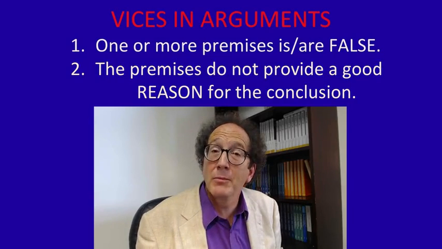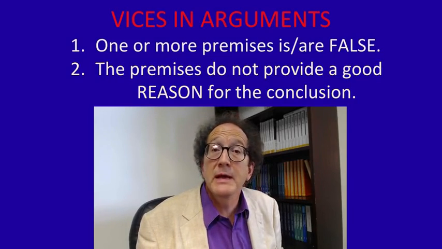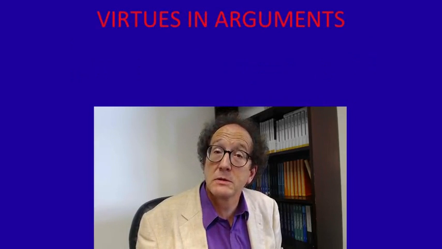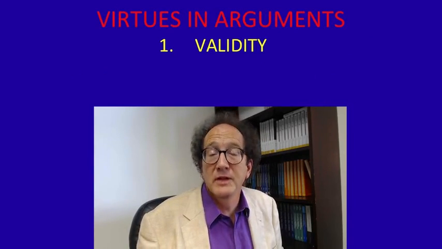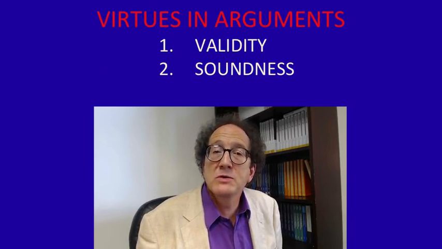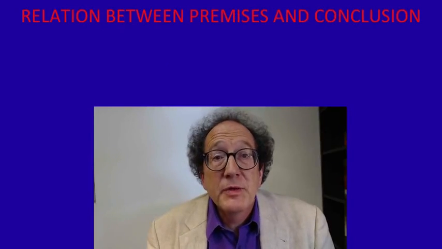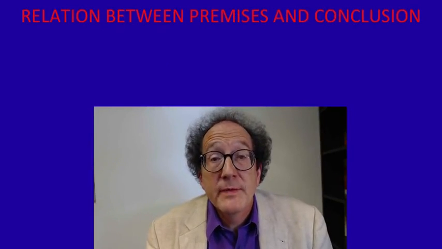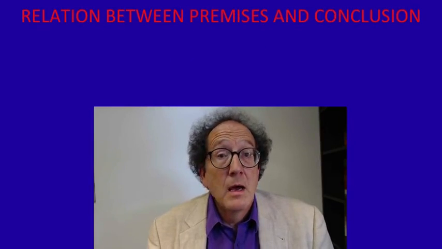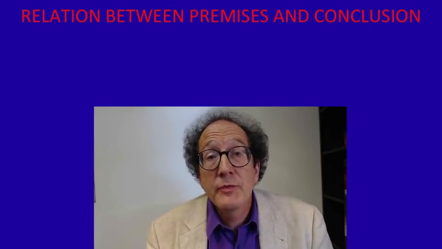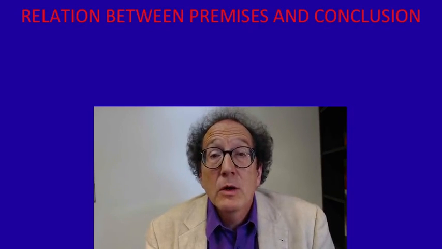Now, each of these problems is something that we need to avoid, and when we do avoid them, we get the corresponding virtues, namely validity and soundness. And those are the two notions that we want to discuss in this lecture and the next. Let's begin with the relation between the premises and the conclusion. What kind of relation between the premises and the conclusion is good for an argument or makes an argument good?